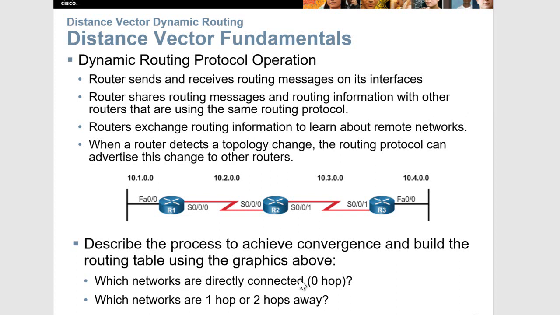Which networks are directly connected? Well, what's directly connected? 10.2 and 10.3 for R2. For R1, 10.1 and 10.2. So that's pretty self-explanatory. What is one hop and what is two hops away? So for R1, from its point of view, one hop away would be 10.3 because you had to hop one router to get there. Two hops away, one router, two routers to get to 10.4. Going back the other way, you can see one hop for R3 to get to the 2 network, two hops for R3 to get to the 1 network. So you've got that there.